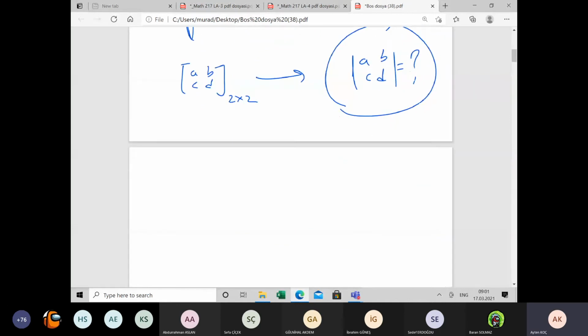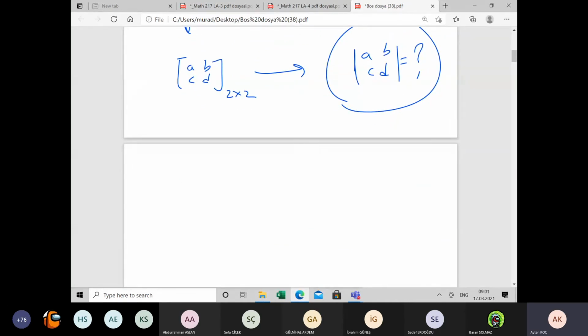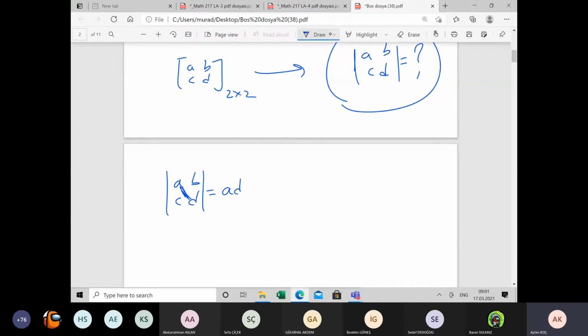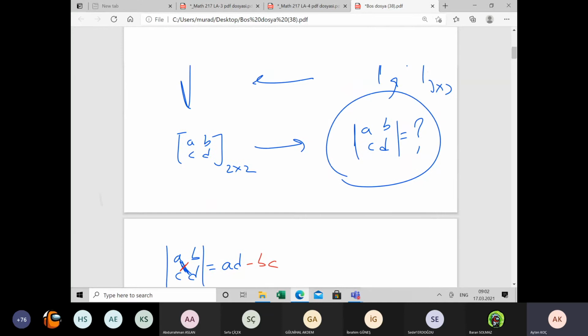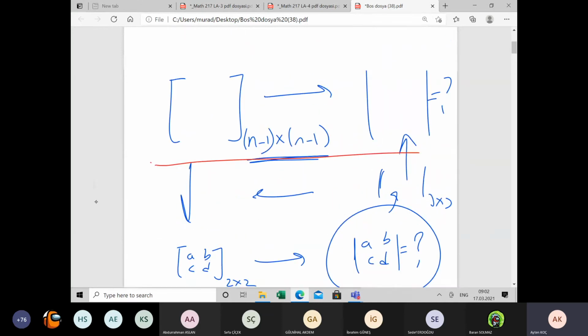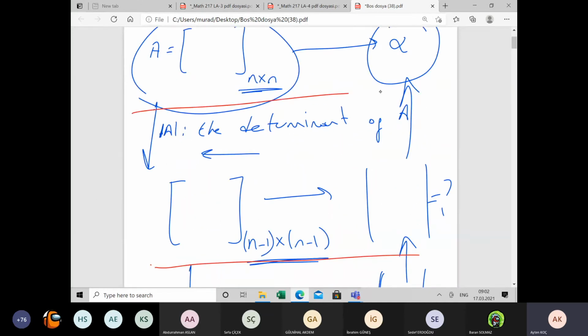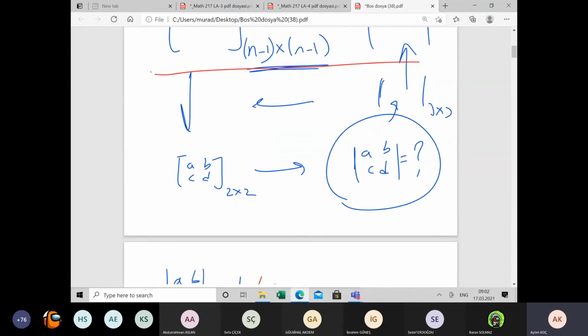What is this determinant? The 2 by 2 determinant is this: AD minus BC. And this is how we also obtain the determinant of the n minus 1 by n minus 1 matrix here.